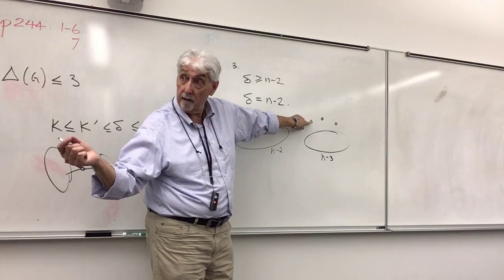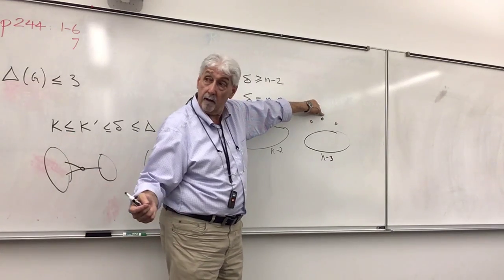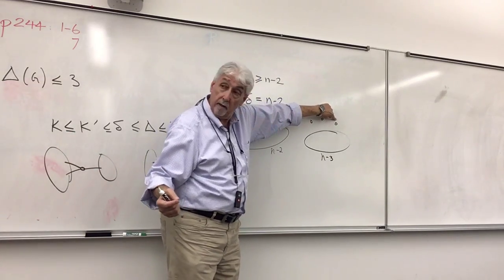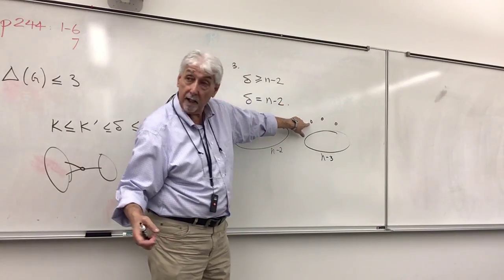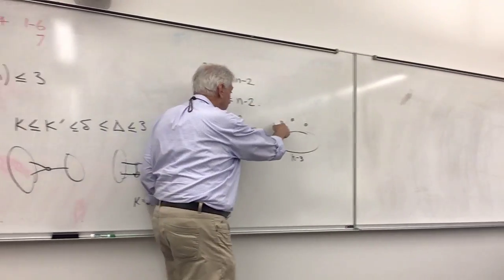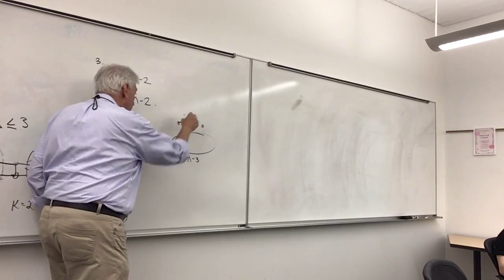At least. Okay, what about this one? And what about this one? Okay, so this one has degree at least 1. This one has degree at least 1. So I'm going to put it in. So there's an edge.